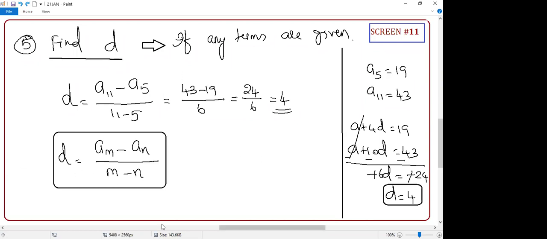Clear, guys? That's all. Your arithmetic progression, trust me, is over. The pending part is only solving the problems, guys. Anyone can solve problems.